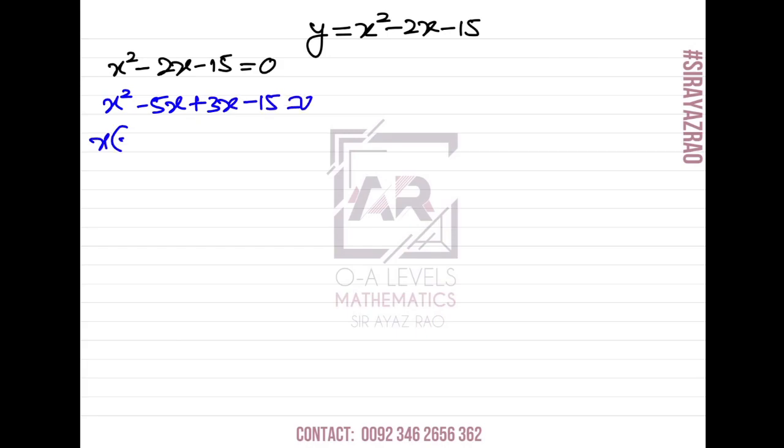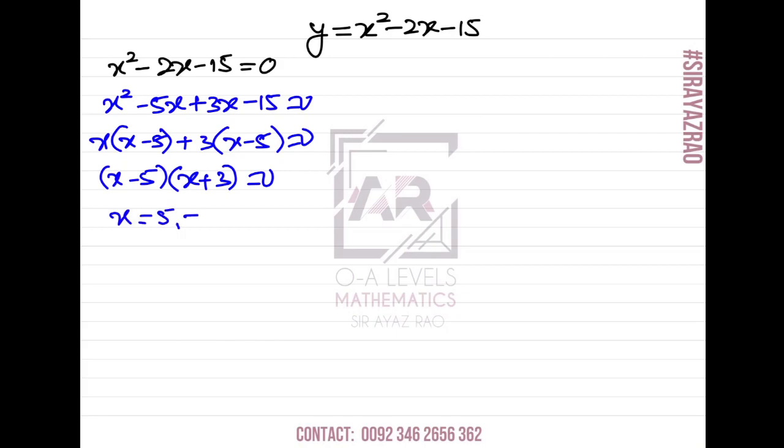I'm going to break the middle term. It becomes x minus 5, so I got two values, 5 and minus 3. So what do these values stand for?